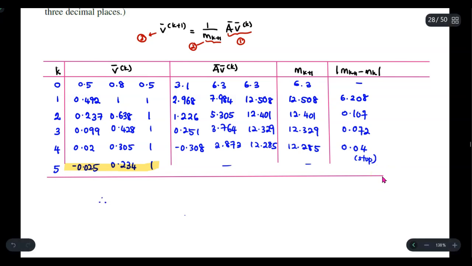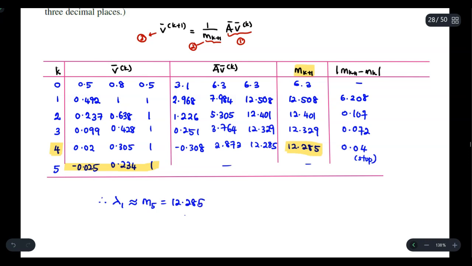Okay, so then we need to write down our dominant eigenvalue. The dominant eigenvalue is lambda 1, which is approximated to the latest m that you have in your table, which is m5 basically. So your latest m is here, this 12.285 is basically M5. It's not M4, even though you can see here k is 4. But for this column, this is actually mk plus 1. So 12.285 is basically M4 plus 1, so M5.